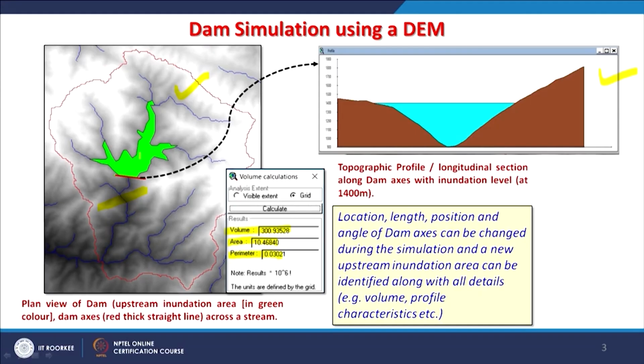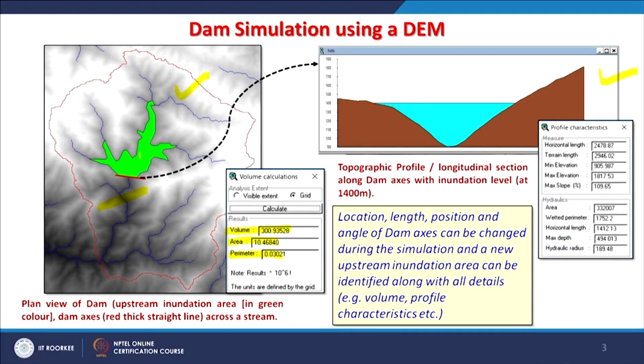So, what people have been doing is using just the contour lines and deciding the reservoir based on that. But if I change the location or rotate my dam axis, then again it has to be calculated. But here things become quite fast and very accurate as well.